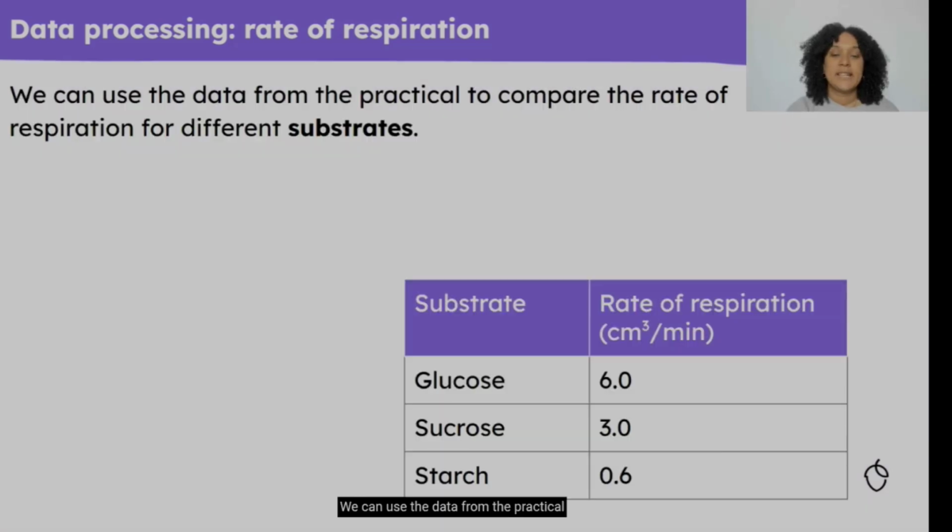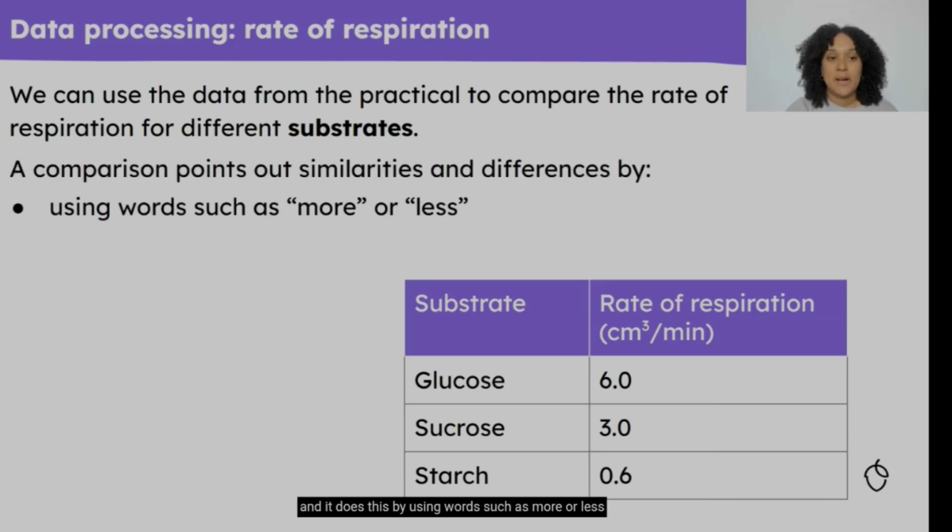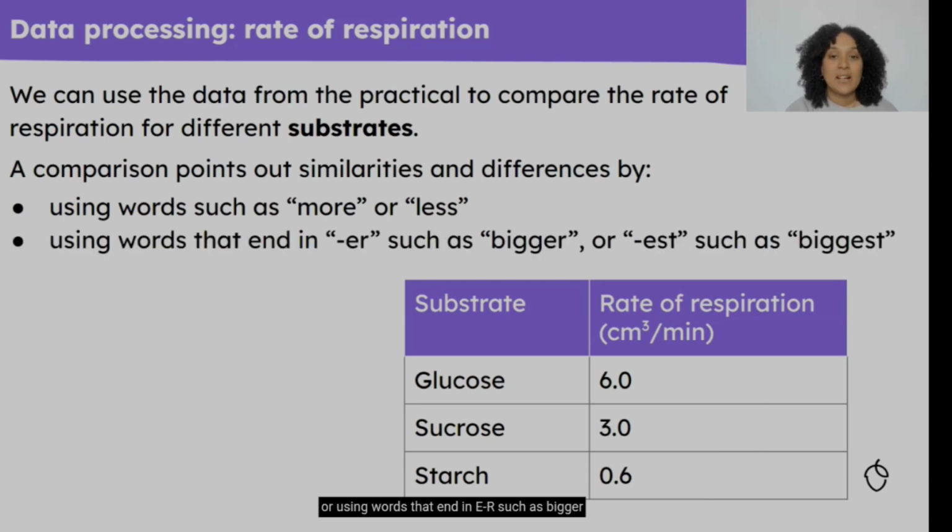We can use the data from the practical to compare the rate of respiration for different substrates. A comparison points out similarities and differences, and it does this by using words such as more or less, or using words that end in ER such as bigger, or EST such as biggest. So let's have a look at the table here.